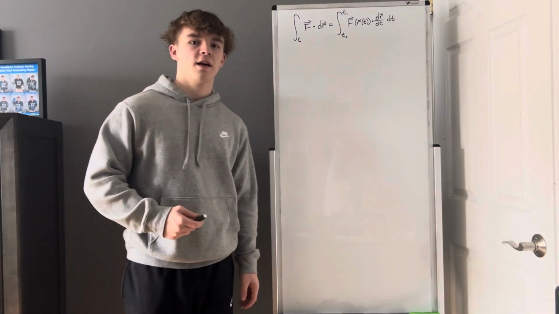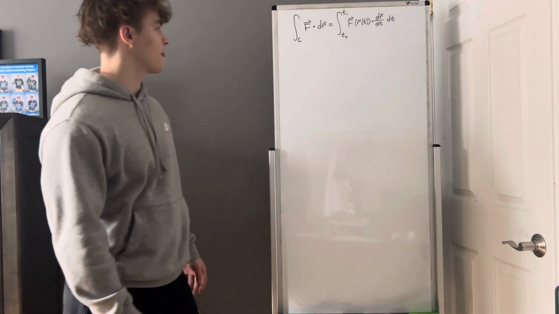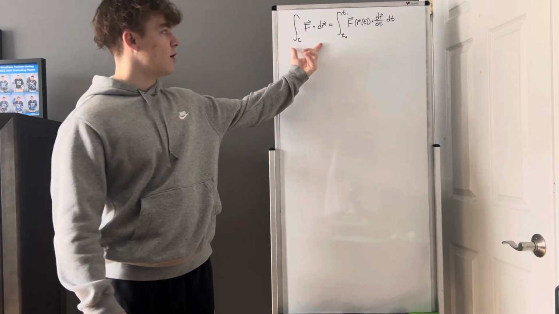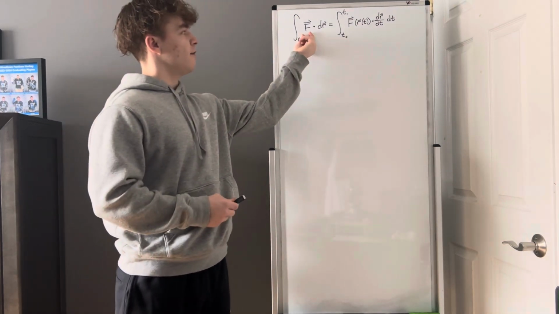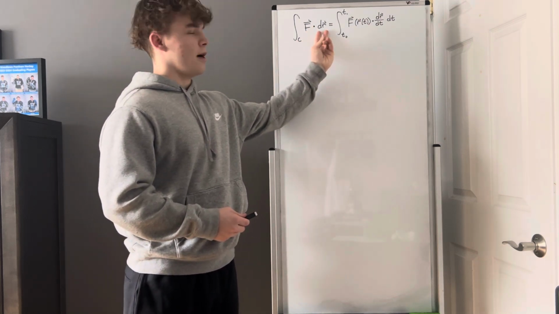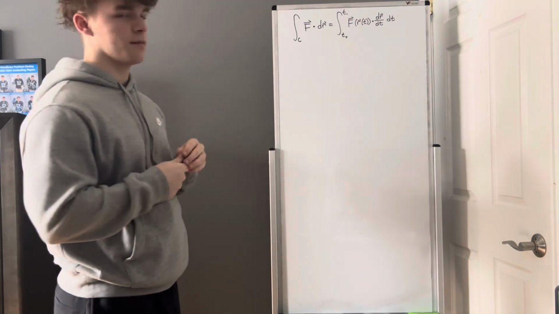Hello and welcome back. Let's talk about line integrals over vector fields. A line integral over a vector field is denoted by this notation, the vector field F dotted with our small dr, which is also a vector.